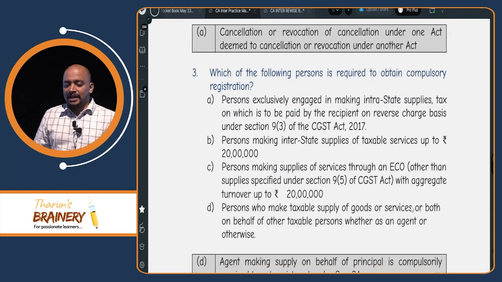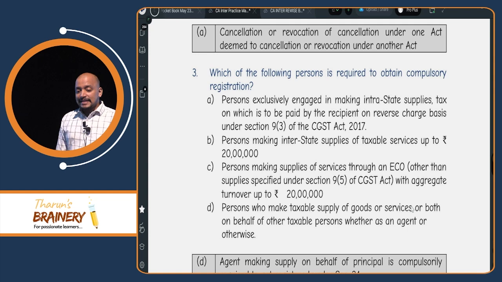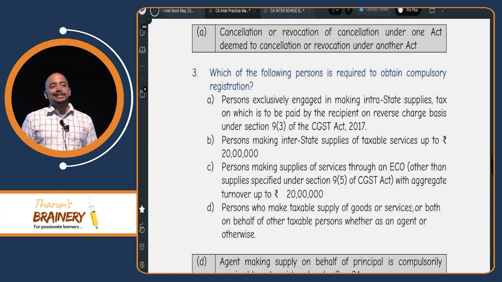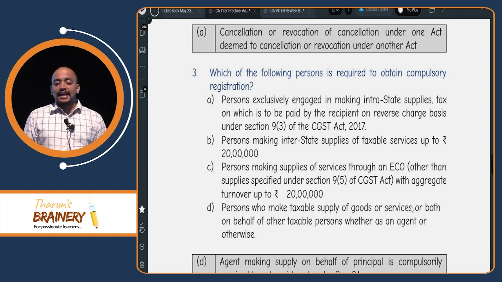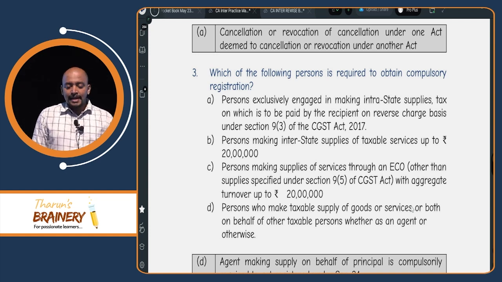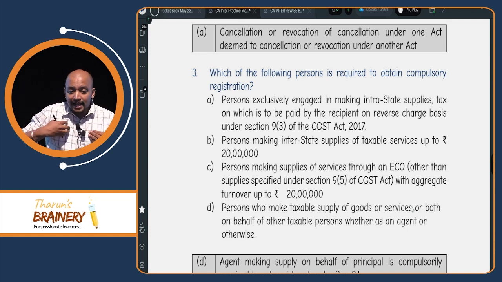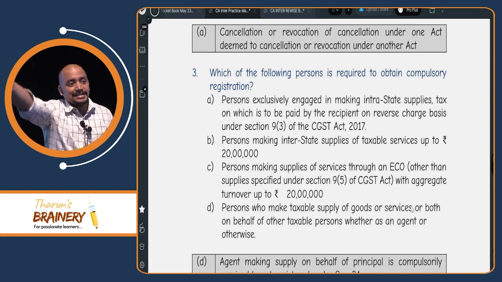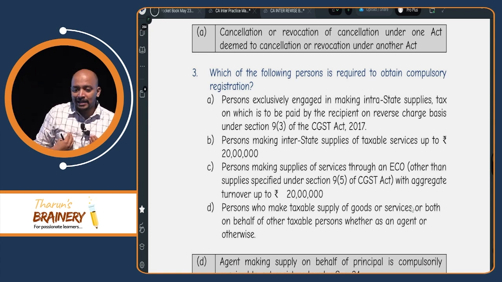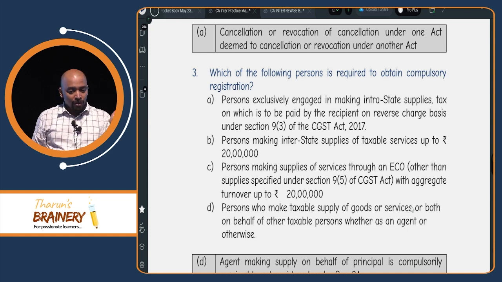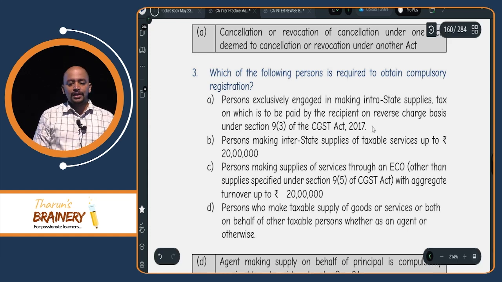Now read this carefully. Which of the following persons is required to obtain compulsory registration? Persons exclusively engaged in making intra-state supplies, tax on which is to be paid by the recipient on reverse charge basis under 9(3). That is, I am making supply under RCM where the recipient is liable to pay GST. My recipient. What about me? Compulsorily required to get registered? No. Exempted from registration. Not compulsorily required to get registered.